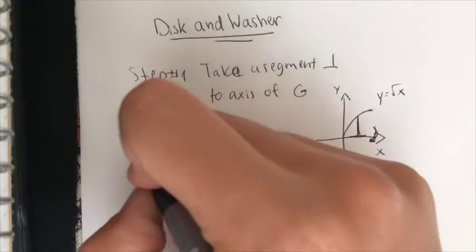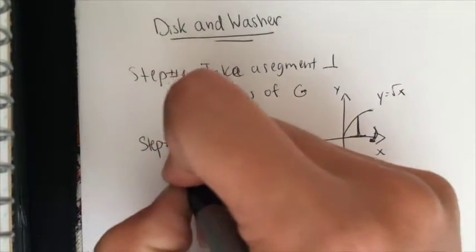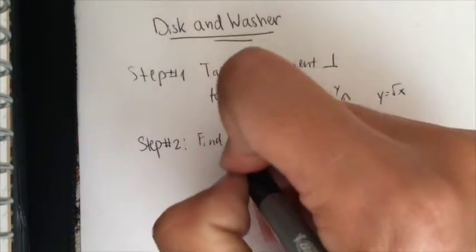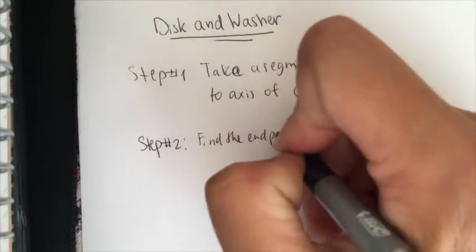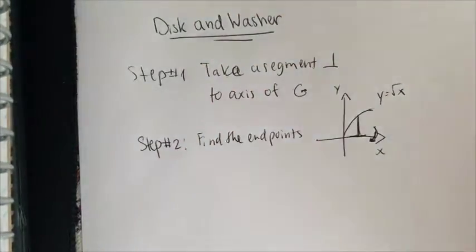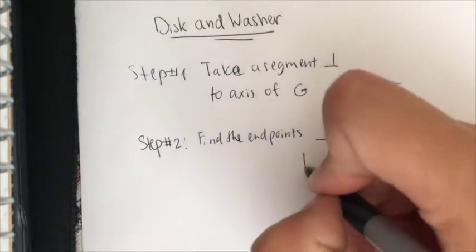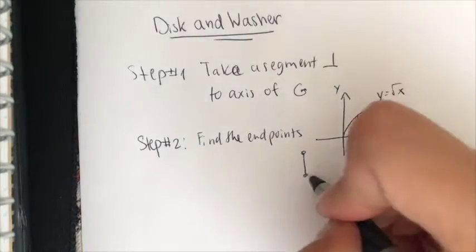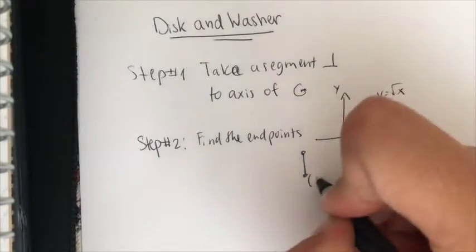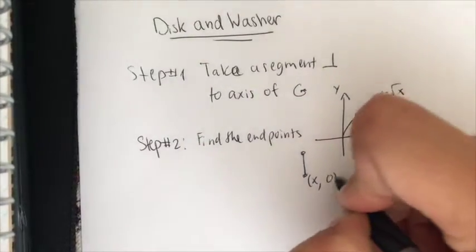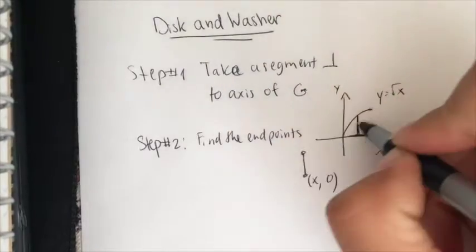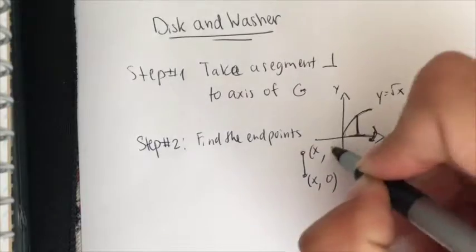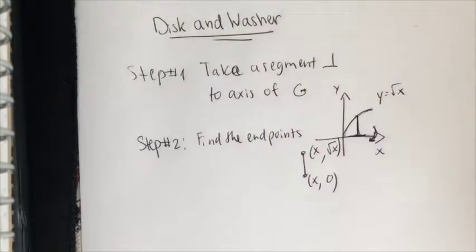Okay, step number 2. Find the endpoints. In order to find the endpoints, we take the same segment and find our endpoints. So the bottom endpoint will be some x value and 0 since it's on the x-axis. And our top point will be the same x value on the curve, which is square root of x.